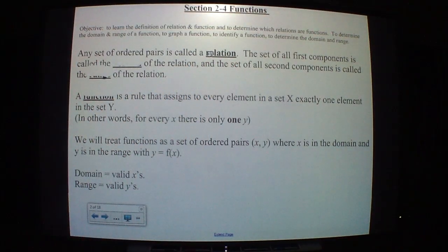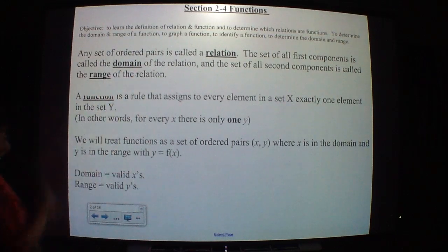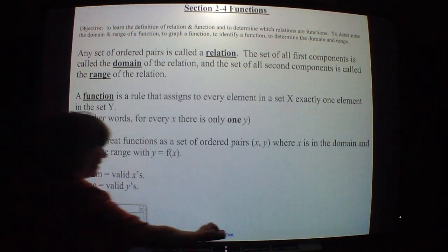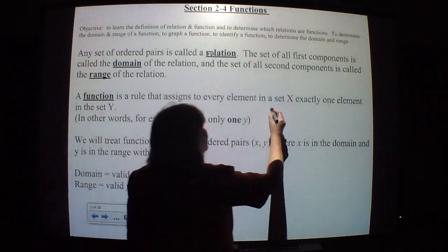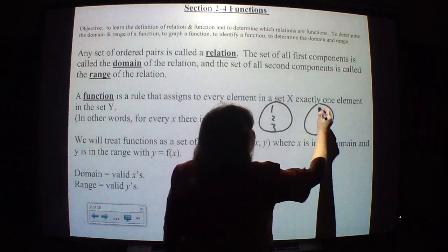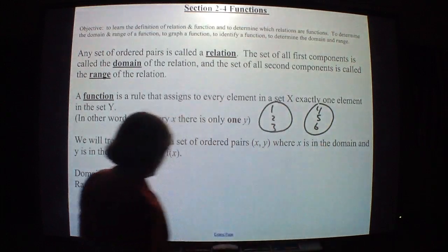The set of all first components is called the domain of the relation. The set of second components is called the range of the relation. A function is a rule that assigns to every element in a set X exactly one element in a set Y. So if I have something in my set, I don't know, 1, 2, 3, and I have a set 4, 5, 6.